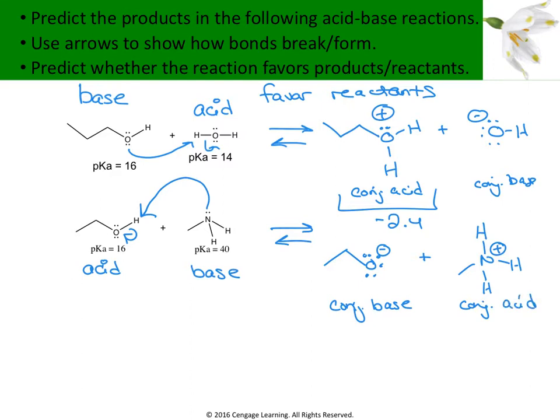Now you wouldn't know this off the top of your head, but in a table I'm going to show you in a minute, protonated amines have a pKa of around 9.2. So if we compare the pKa of the starting acid to the pKa of the conjugate acid, we see that the reactants have the weaker acid, so this will also favor reactants.